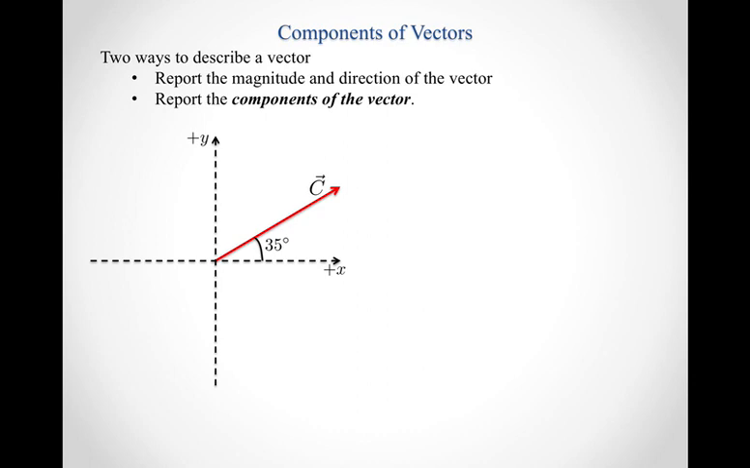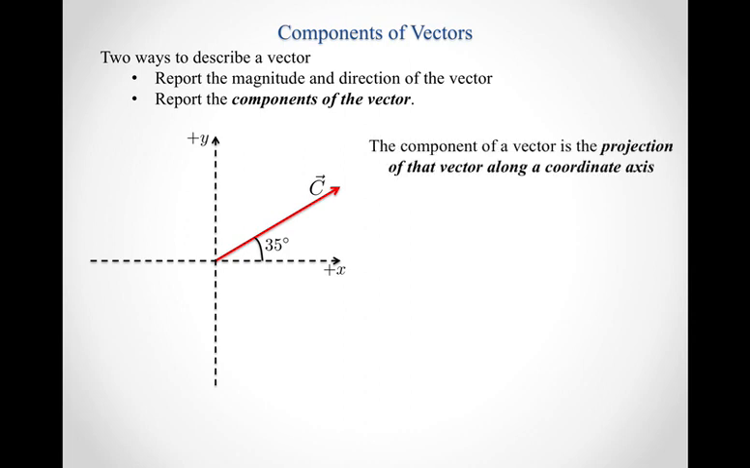So as we mentioned when we were introducing vectors, one way that we can report what a vector is, is to tell what its magnitude is and in which direction the vector points. There's a second way that we can report a vector, and that's by telling someone what the components of the vector are. So let's start by being clear about what we mean when we talk about the components of a vector. For starters, the component of a vector is the projection of that vector along a coordinate axis.